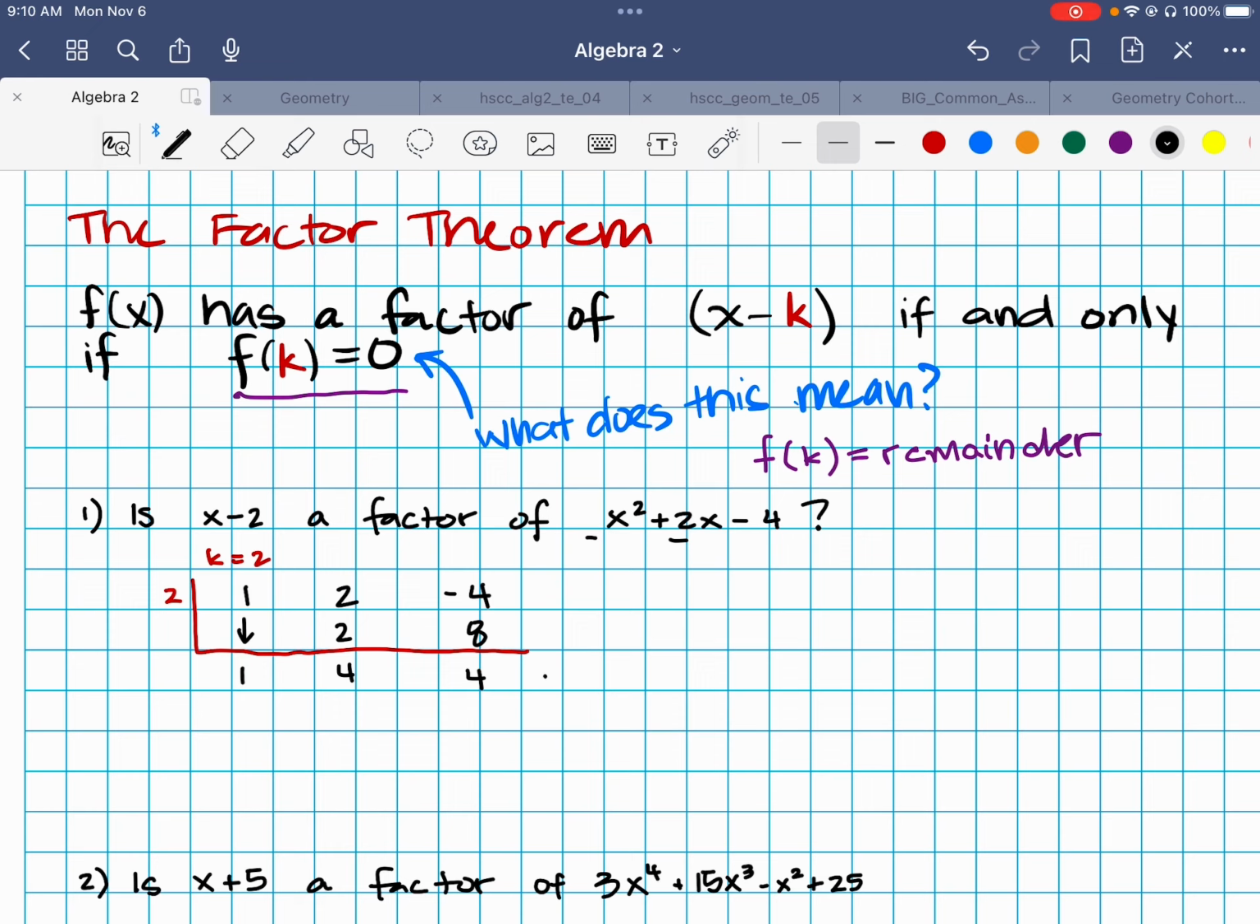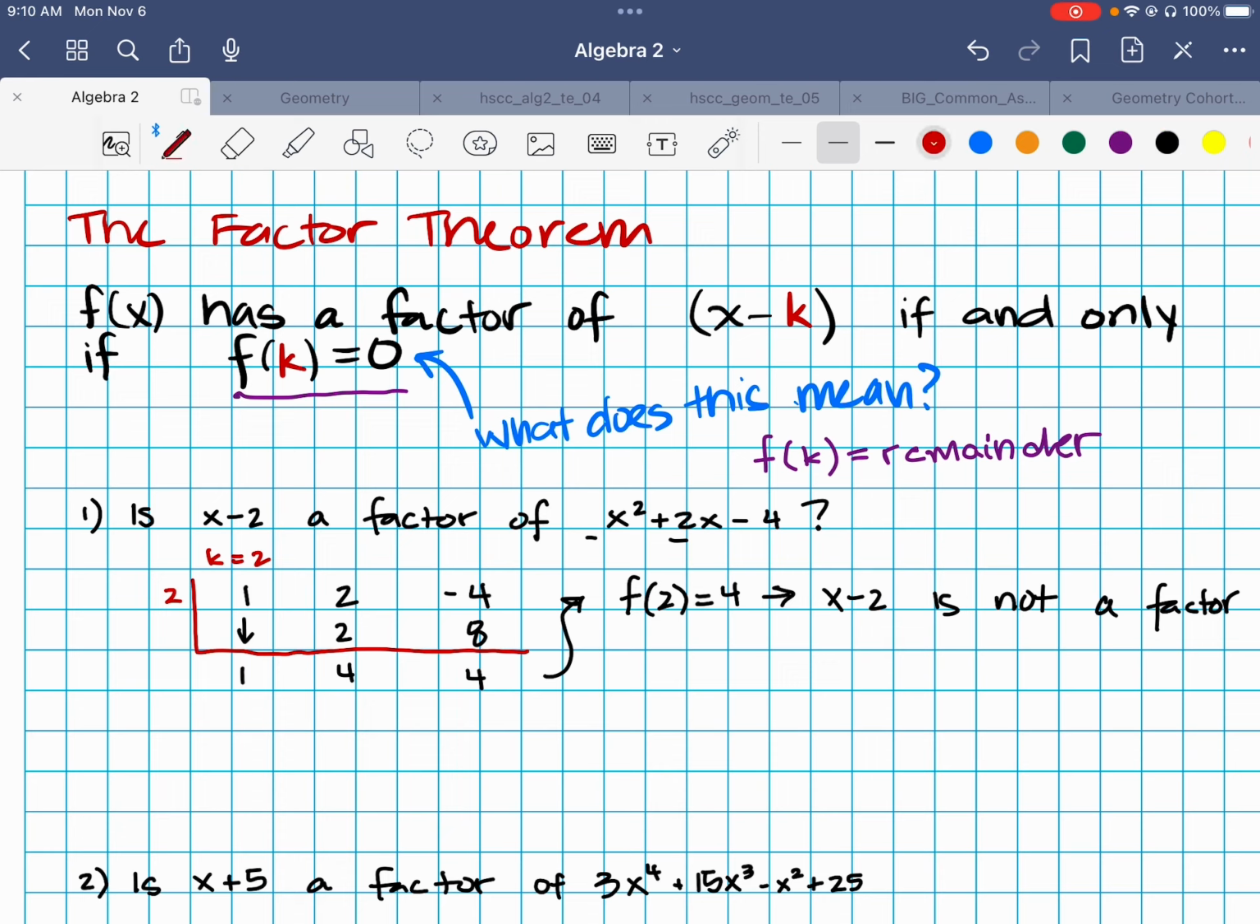I'm going to write that down to make sure we understand this. Our understanding is that f of 2 is equal to 4. So we can conclude that x minus 2 is not a factor, because f of 2 does not equal 0. Now that's just the short answer, but let's delve a little bit deeper.